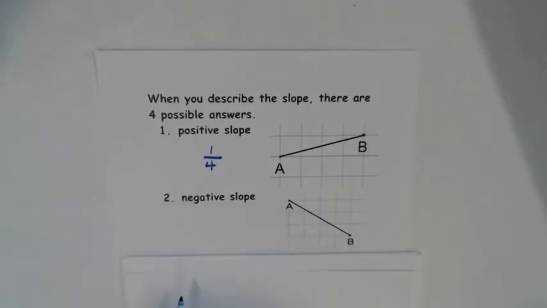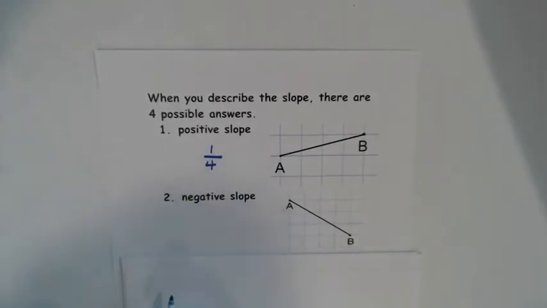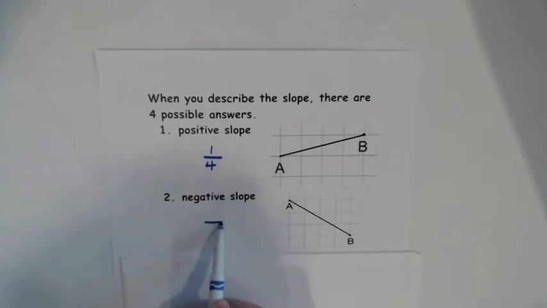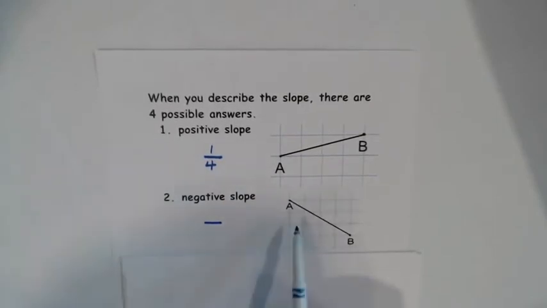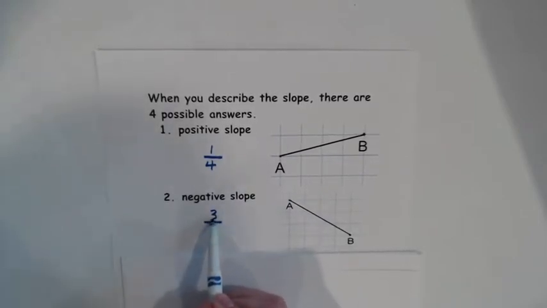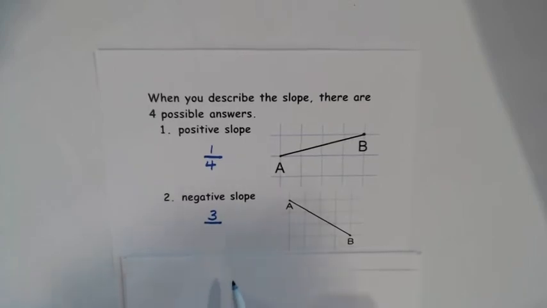So let's determine the slope of this line. I'm going to start at A. I know I'm going to need a fraction. I make a fraction bar. I need to go down 1, 2, 3. 3 goes in the top of the fraction. How many I go across goes in the bottom. 1, 2, 3, 4. There's my numbers, but since this line is going down, I put a negative sign right in front of that fraction. The slope of this line is negative 3/4.